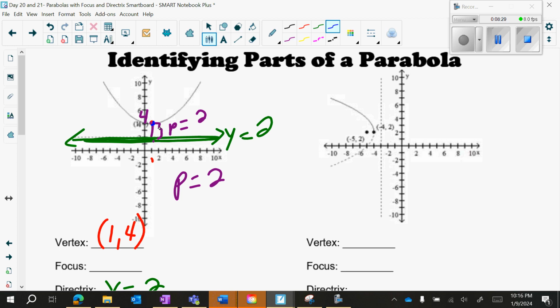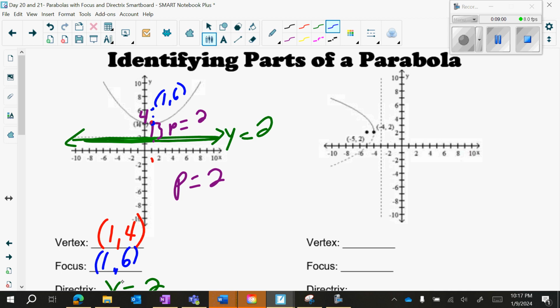So go up 2 units and be inside the parabola, and 2 units up from 4 is 6. So the focus is going to lie at... oh no, sorry, 1, 6. The x value should remain the same for the vertex and the focus. It's 1, 6 or 1, 4. The only thing that changed was that the y coordinate got added by 2, which was the p.